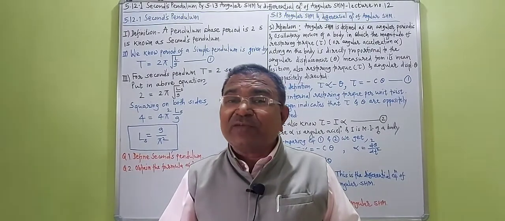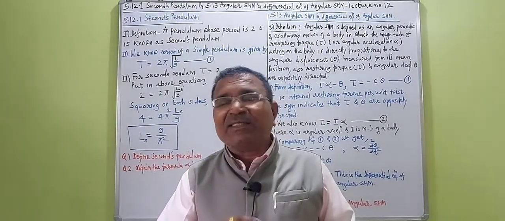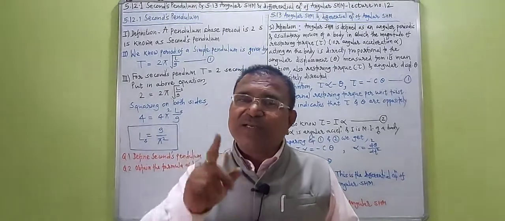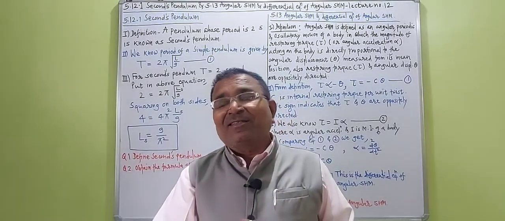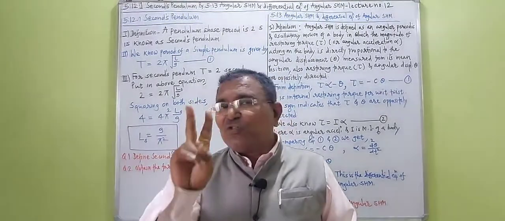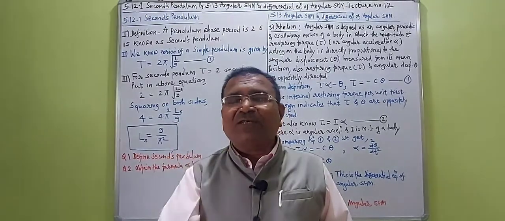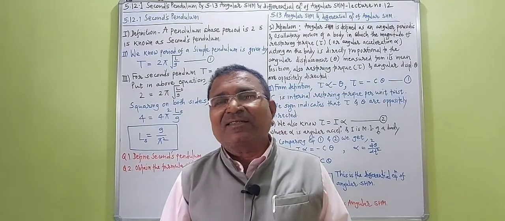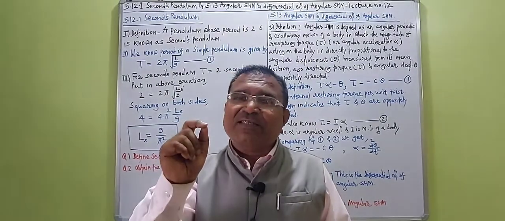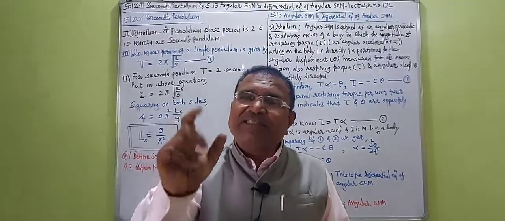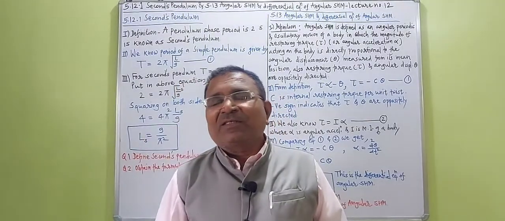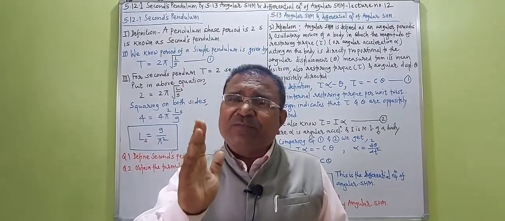As long as the 12th science oscillation chapter is concerned, this is lecture number 12, and in this lecture we are going to discuss two short articles. The first article is seconds pendulum, and the second article is definition of angular SHM and its differential equation. Okay, what is seconds pendulum?